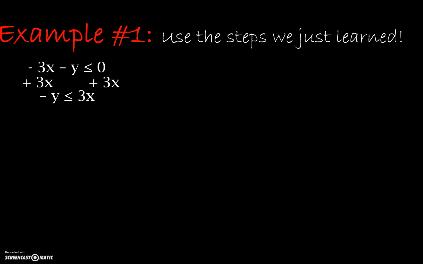So now the next step is to get rid of that negative. In order to do that, the opposite of doing negative 1 times y is to divide both sides by negative 1. But remember, when you divide an inequality by a negative, it flips it. So it went from a less than or equal to a greater than or equal to. Then from here, we are now ready to graph.